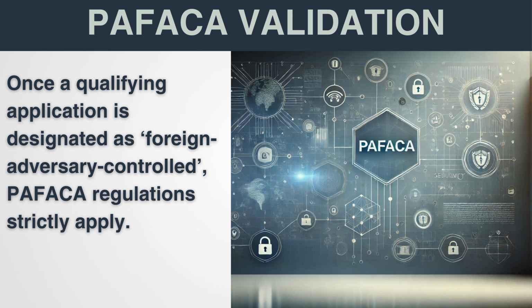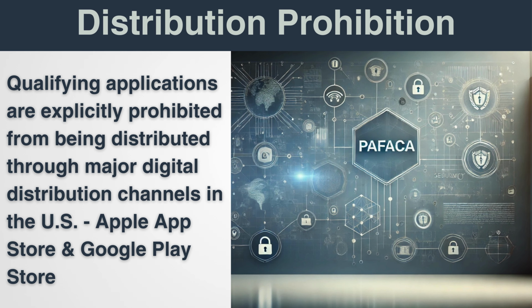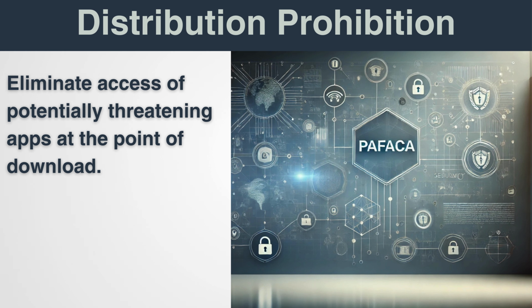Once an application is designated as foreign adversary controlled, PAFACA imposes strict prohibitions that affect both the distribution and operational support of the app. Major digital distribution channels such as the Apple App Store and Google Play Store are explicitly prohibited from offering these applications within the United States. This measure is designed to cut off access to potentially risky apps at the point of download, thereby reducing their ability to affect a large user base.